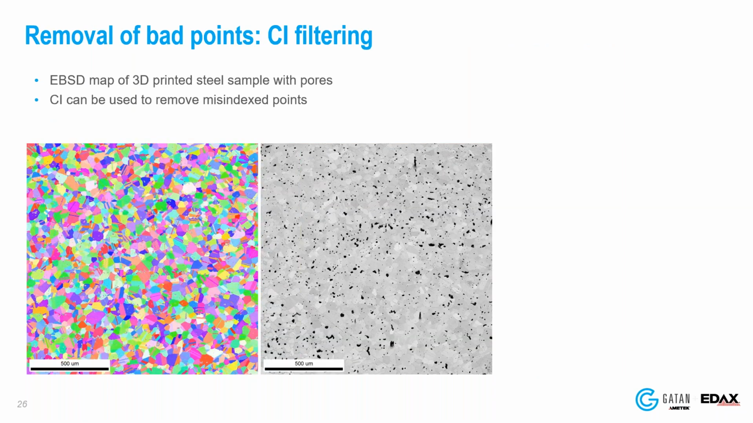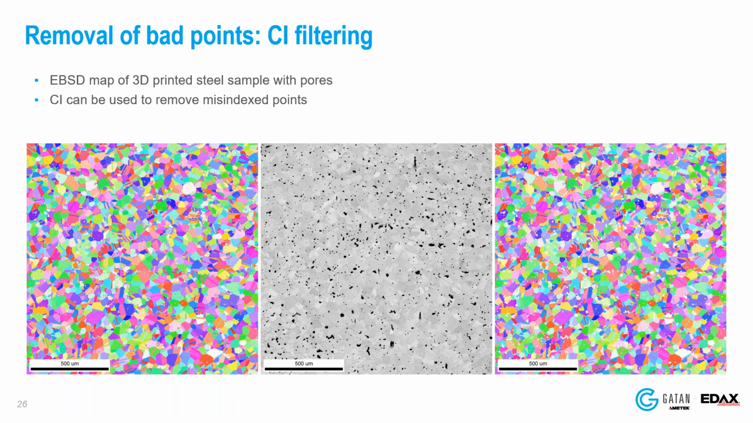As an example of that, I have here a 3D printed steel sample with some porosity. And what we normally would do is use the confidence index to remove these misindexed points. If I do that, you can see here I've got some small white dots, and they were speckled here. It's hard to see, but this is just the clean matrix and I've taken all the pores out. Great, I can use that. Now I can analyze my printed structure.